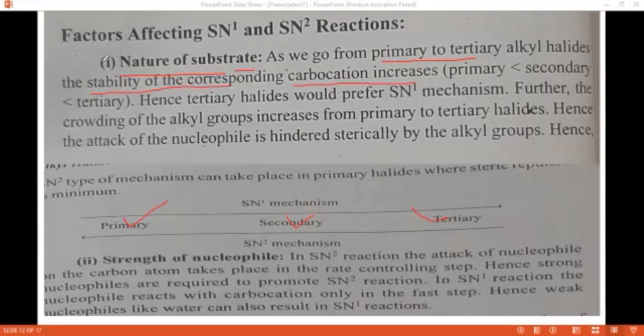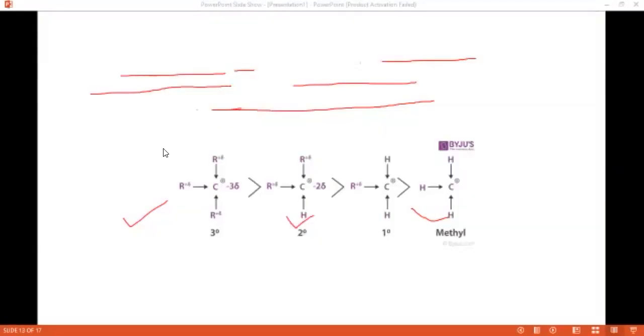So the tertiary carbocation is more stable than the other carbocations, so the tertiary halides would prefer the SN1 mechanism. The crowding of the alkyl groups increases from the primary to tertiary halides.